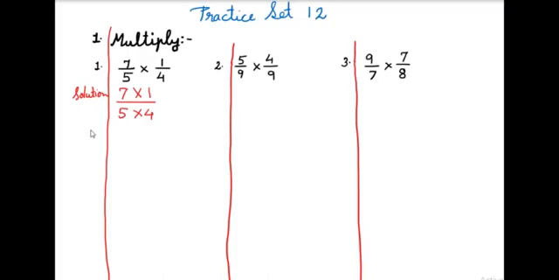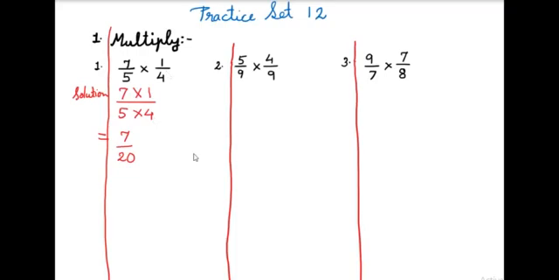7 ones are 7, 5 fours are 20. So the multiplication of the fractions 7 upon 5 multiplied by 1 upon 4 is equal to 7 upon 20. Direct multiplication, numerator with numerator, denominator with denominator.